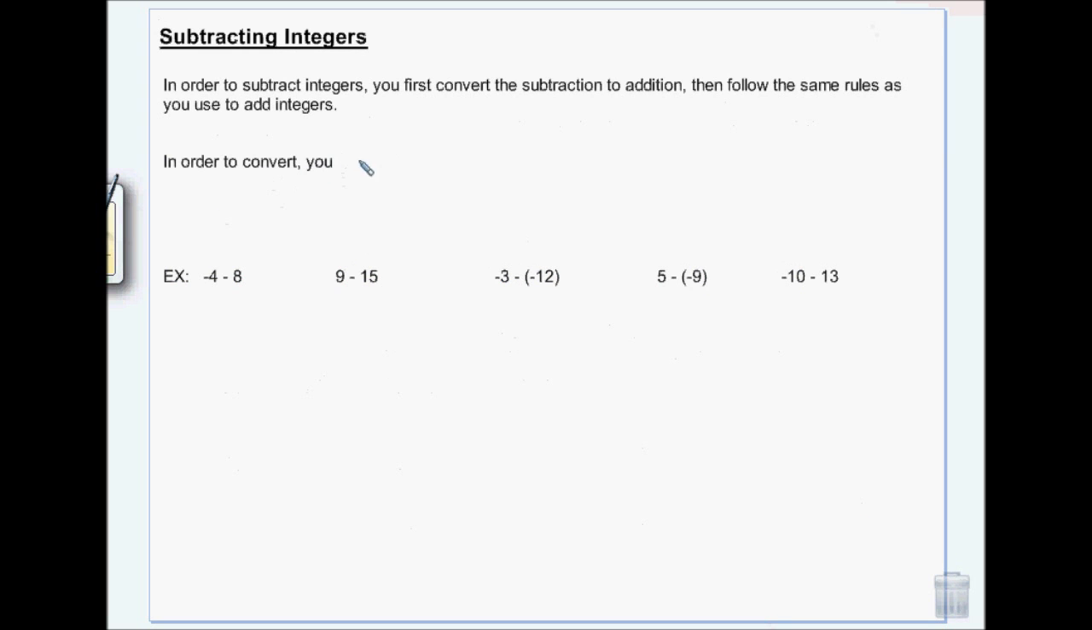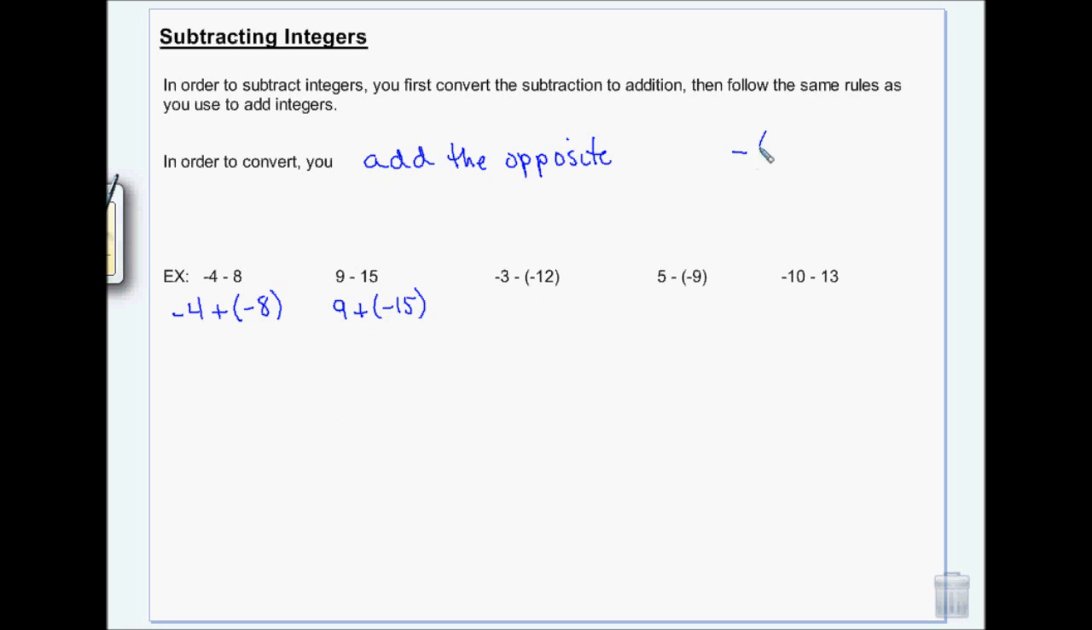So in order to convert from subtraction to addition, you're going to do what's called adding the opposite. Okay, so we're going to convert all of these first. So I have negative 4 minus 8. That's the same thing as negative 4 plus negative 8. 9 minus 15 is the same thing as 9 plus negative 15.